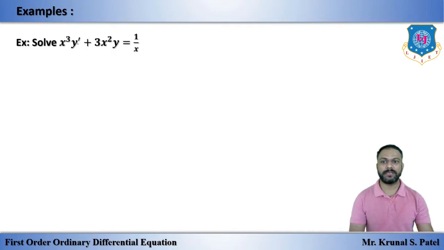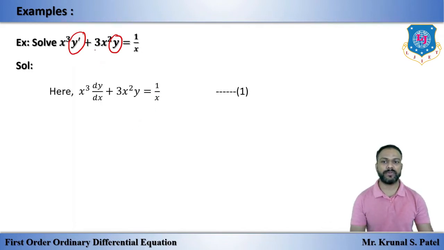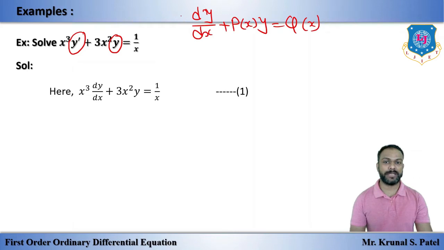So here this question is given: solve x square y dash plus 3x square y is equal to 1 by x. You can see that we have y dash, that means dy by dx, and y is only simple y raised to 1. So this is our first type. We can write y dash as dy by dx. Now as we know, we compulsorily need the form dy by dx plus p of x y is equal to q of x. That means no term should be multiplied with it here.